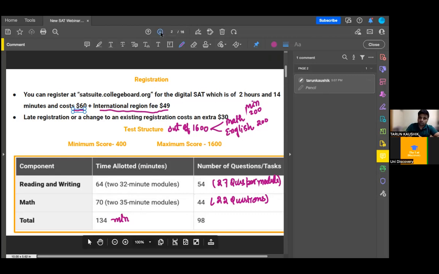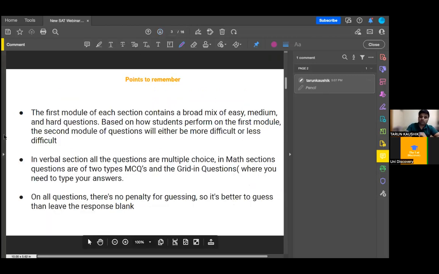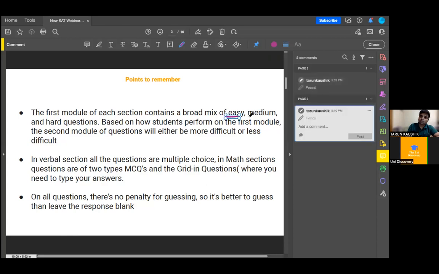So as we discussed, the paper is adaptive in nature. So the first module, either you start with English or you start with maths, there will be a mixed variety of questions in the first module.